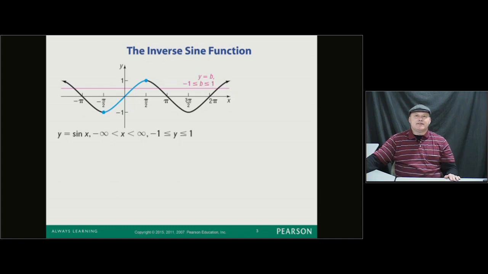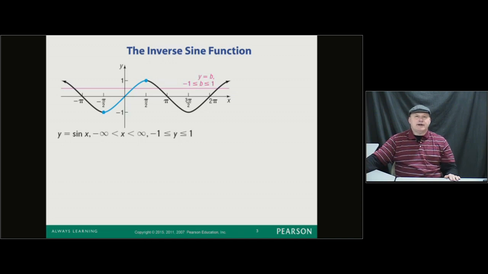Well, we're going to begin with the inverse sine function. Here is the wave of a sine graph. Now, notice the blue portion. If you take the graph as a whole, it's not 1 to 1 because it fails the horizontal line test. So we have to restrict the domain enough in order for it to be 1 to 1, and that's why the blue part of the graph is there. It's 1 to 1 on the blue portion.